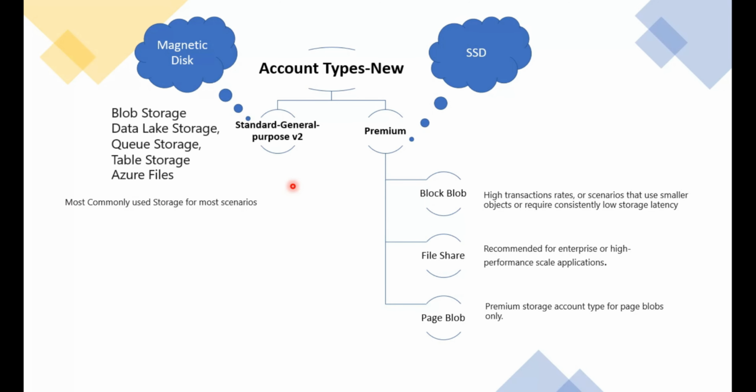So you can have all types of storage that you think about for big data or analytics scenarios. I would recommend to always go with general purpose v2 unless you have exceptional cases like these. But in 90 to 95% of cases, you'll be choosing general purpose standard v2. This is the most commonly used, right?